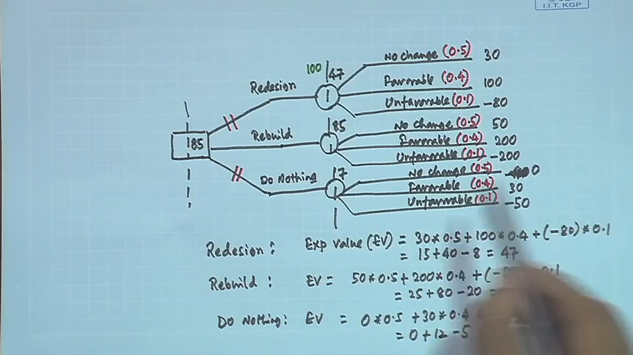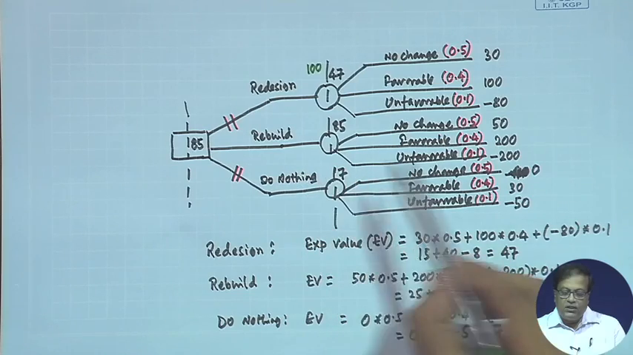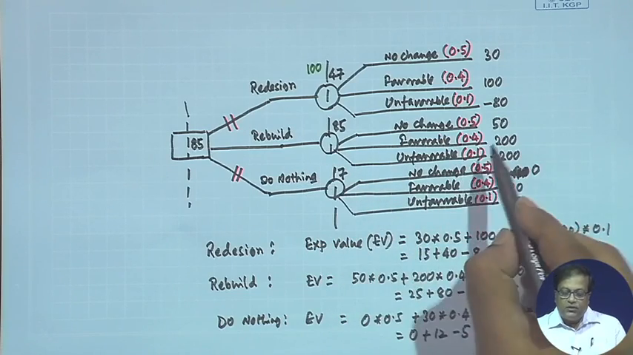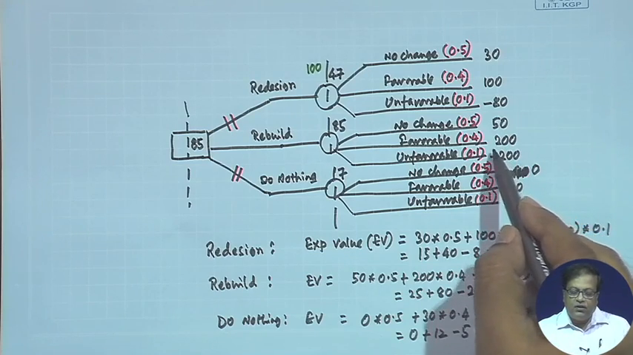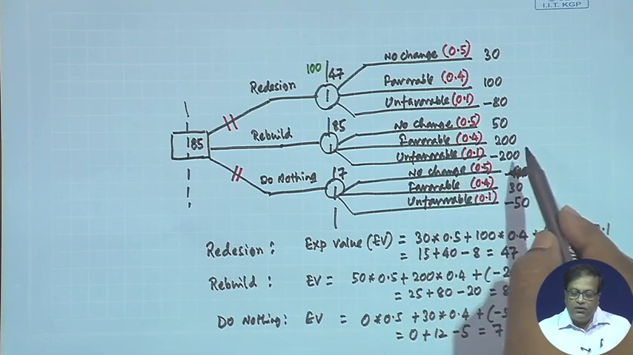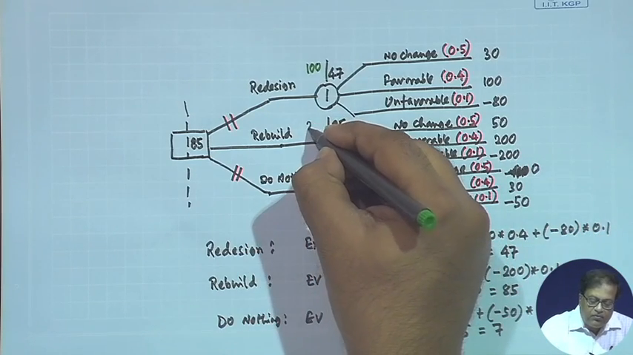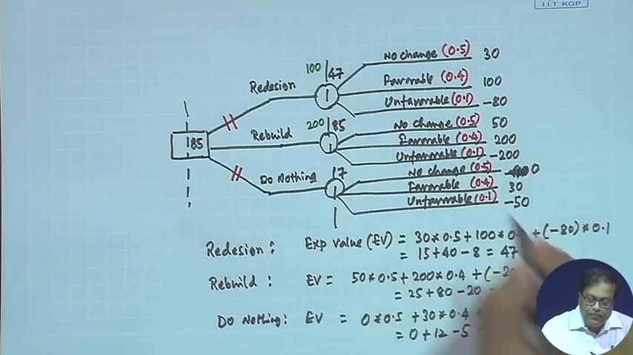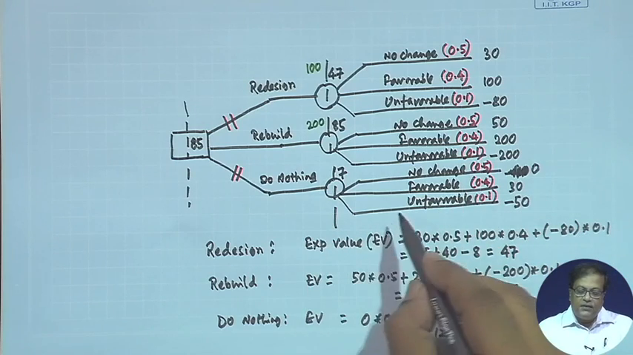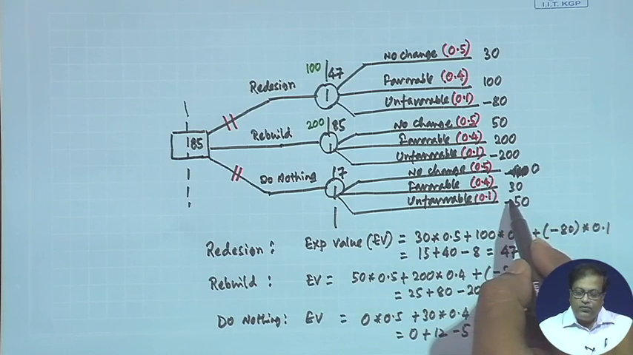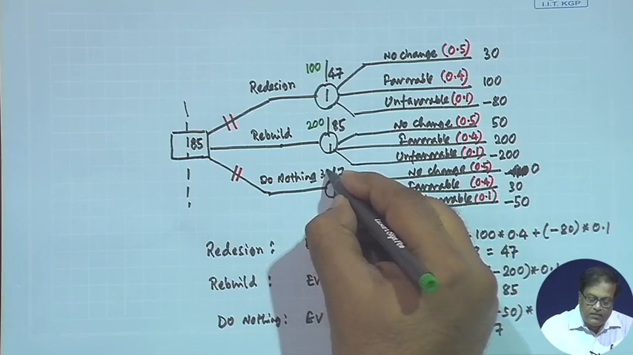What would the optimist choose for the second decision option? It is the rebuild. So, you can see again the best payoff is obtained under favorable market change, which is 200. So, obviously, here the payoff would be 200. And the third option, do nothing, again the payoff would be 30, because that is the best state of nature.